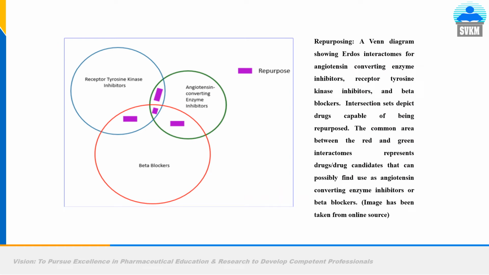Repurposing, we all know, is to find the off-label use of an existing commercially hit blockbuster drug molecule. You may see in the diagram there are three circles, and in between them there are common areas. The common areas indicate that the same drug molecule can be used for the treatment of more than one disorder, which may have different or correlated mechanisms of action.